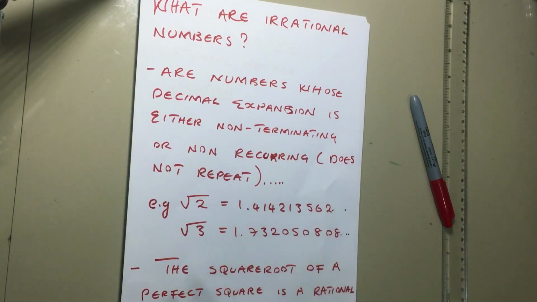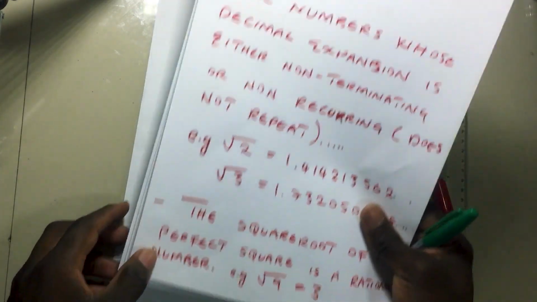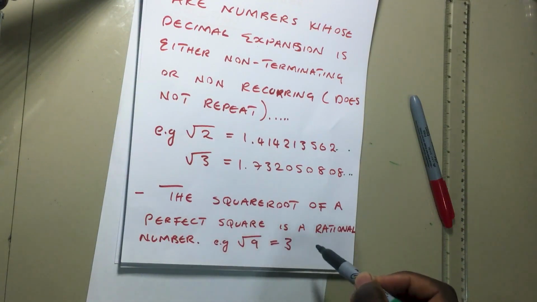An important thing that we need to take note of about square roots is that the square root of a perfect square is a rational number.